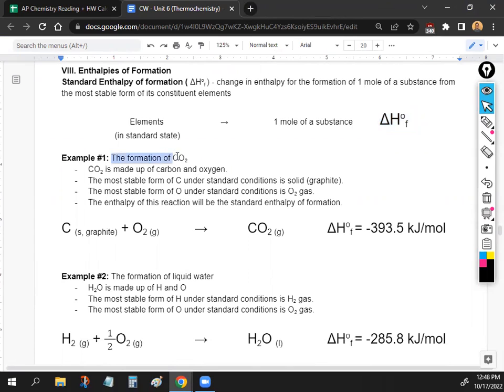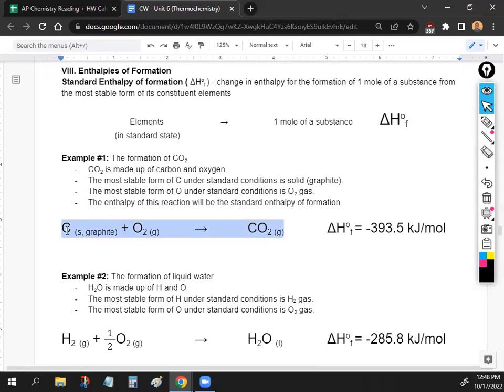So let's look at the formation of carbon dioxide. Carbon dioxide is made out of carbon and oxygen, right? This is the formula for carbon dioxide. Carbon's most stable form is a solid, specifically solid graphite. And the most stable form of oxygen is O2 gas. So the standard enthalpy of formation is basically if you reacted these two things together to make carbon dioxide, the enthalpy of that reaction. That's basically what it is.